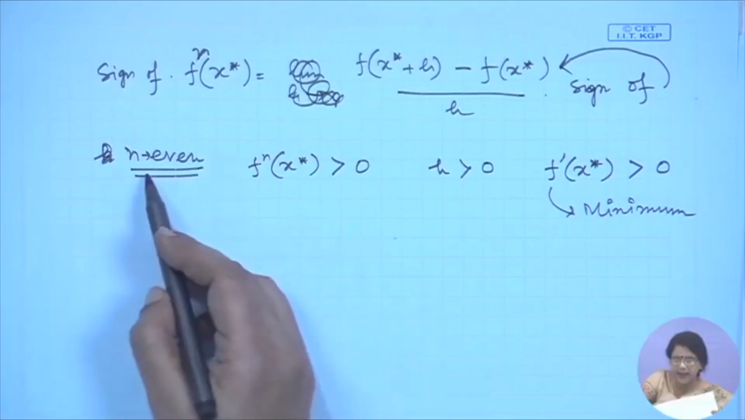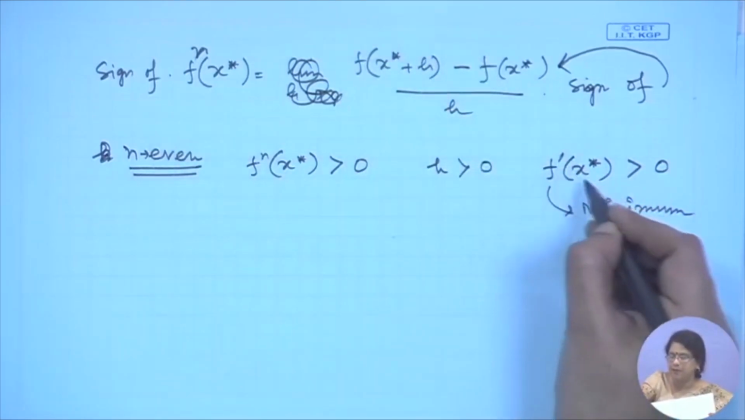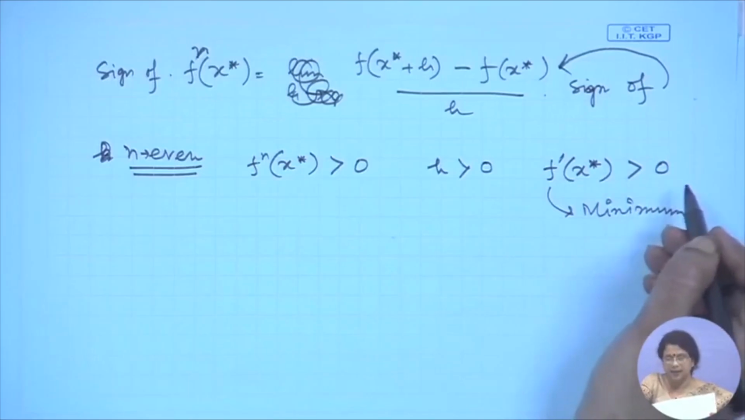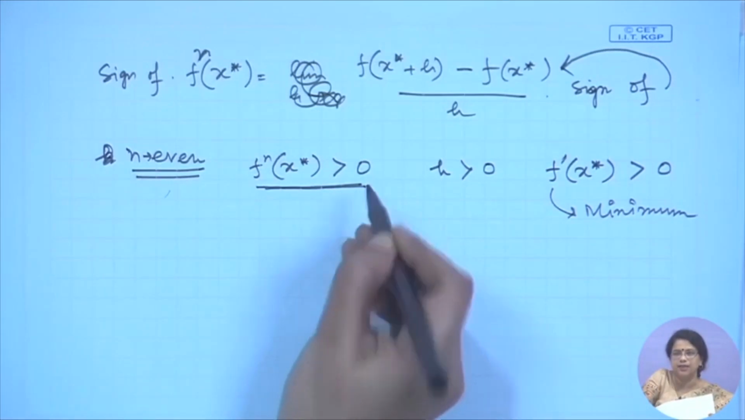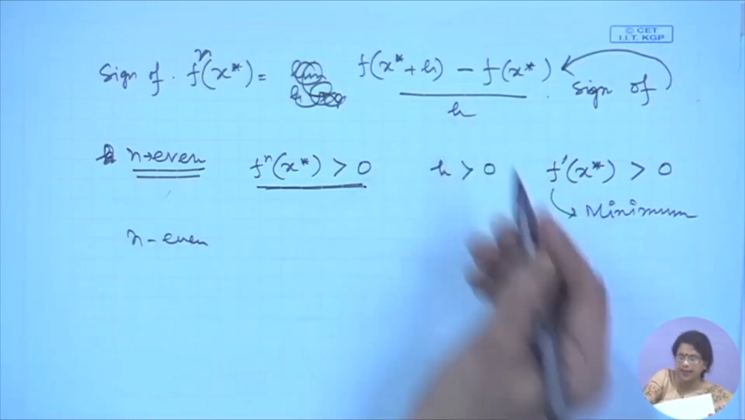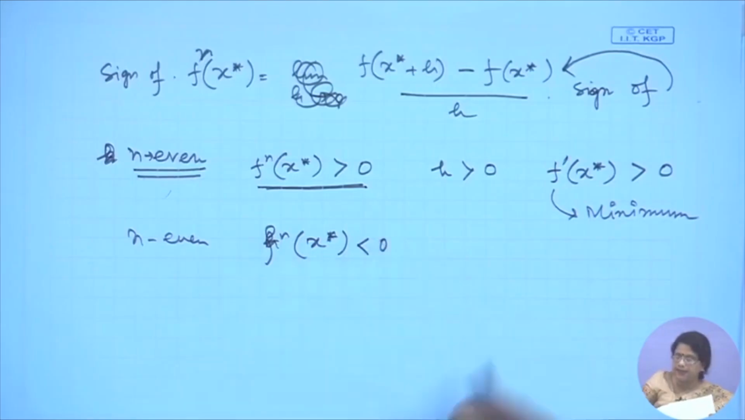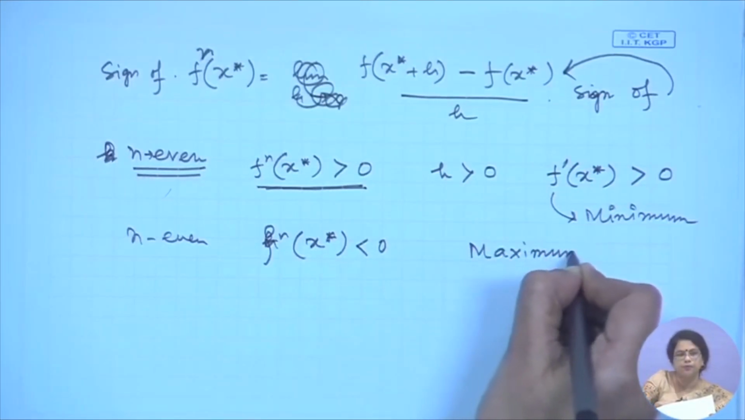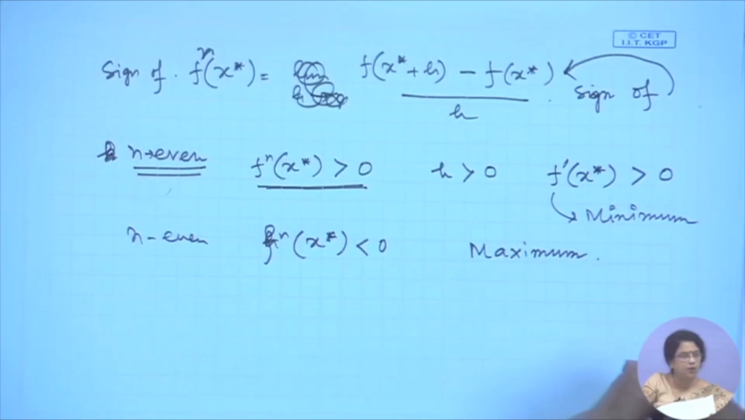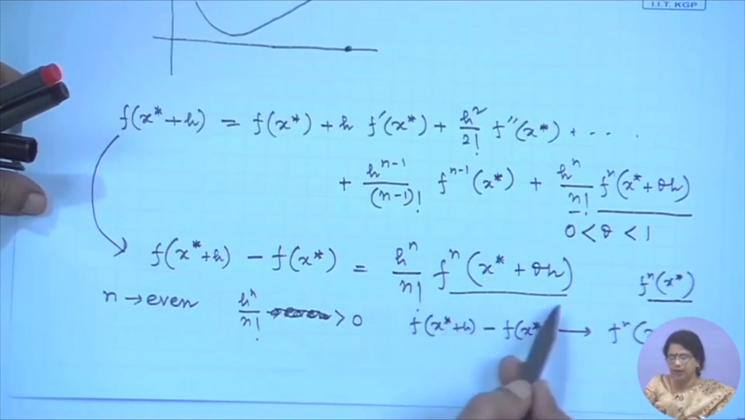Now it is clear. Now if n is even and f n x star is positive, then we are getting from here f prime x star greater than 0. That means at the minimum value, if n is even, we are having f n x star positive. Similarly for n even, if f n x star is negative, then we are getting the maximum value. But when n is odd, look at this function. If n is odd, we cannot say anything from here. That is why we are not able to see.